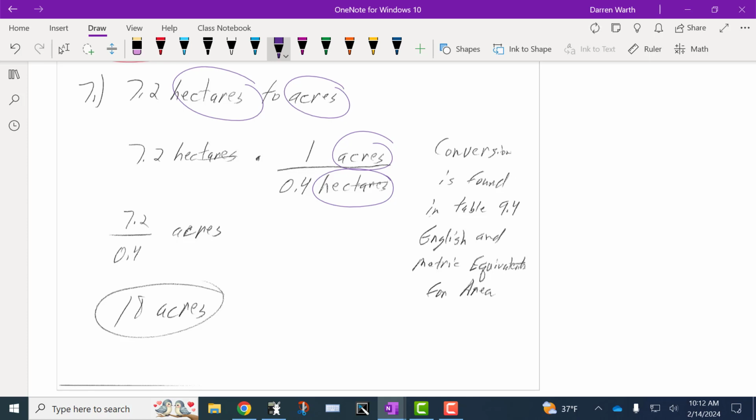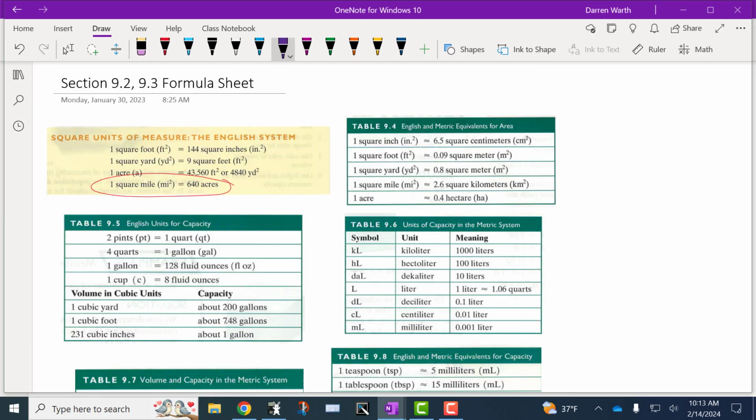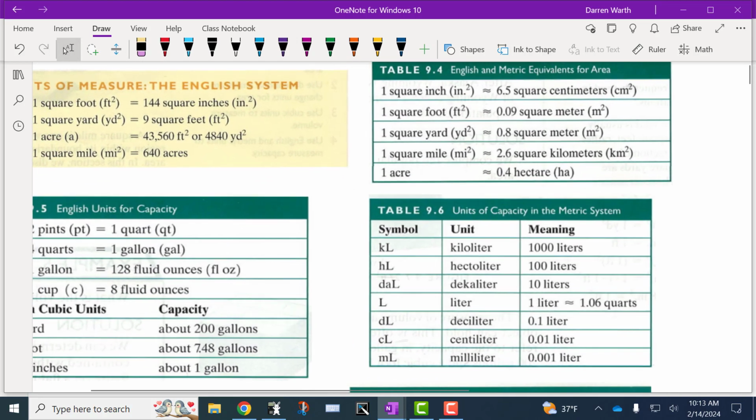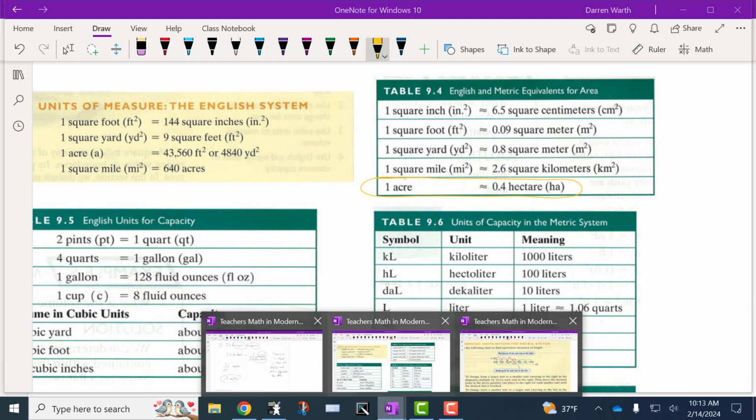Now I just got to go to my formula sheet and find that conversion. So on your formula sheet, go ahead and find the conversion of hectares to acres. And I notice the conversion is right here. So your conversion says 1 acre is equal to 0.4 hectare. Go back to your equation and fill that in.